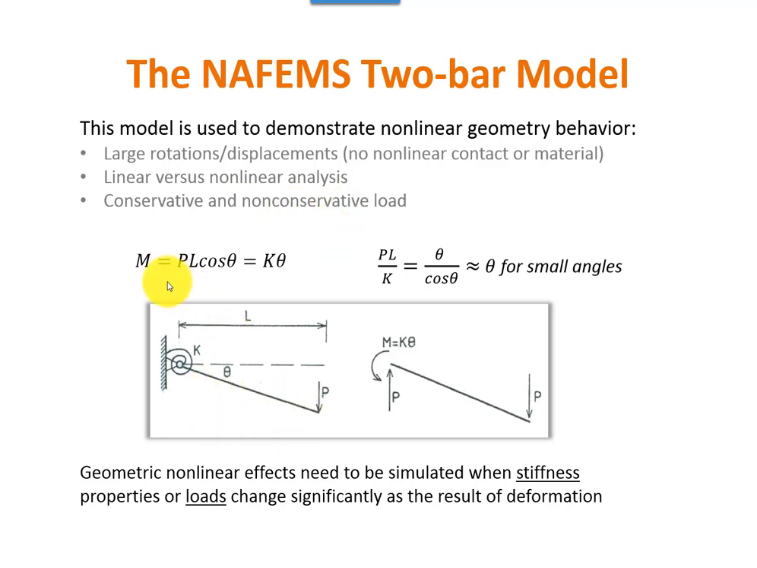For this model, you can simply estimate the torque or moment in the hinge here. It's equal to P, which is the load, which is conservative in this respect, multiplied with L times cosine of theta. That is the arm. And this torque will be equal to the stiffness times the angle theta. You can reformulate this one and write it like this.